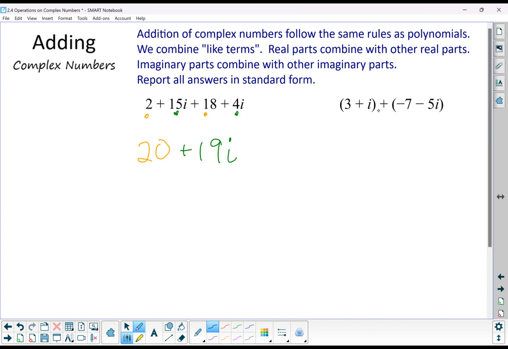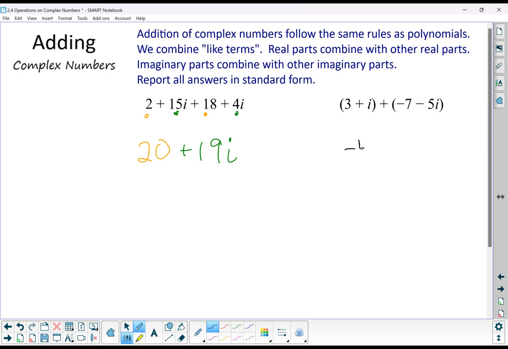They often will be shown in parentheses like this. We have the complex number 3 plus i, and we're adding the complex number -7 minus 5i. The parentheses don't mean multiplication. The parentheses are just to show that we have two separate complex numbers that we're adding together. We still just combine the real parts and the imaginary parts when we're adding.